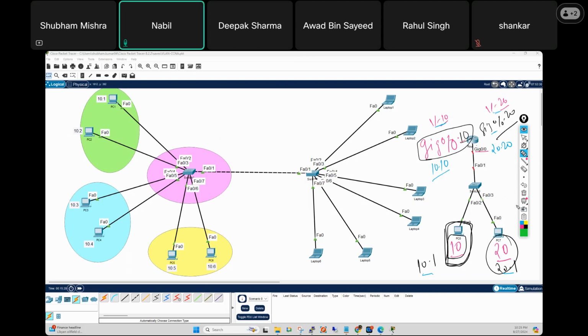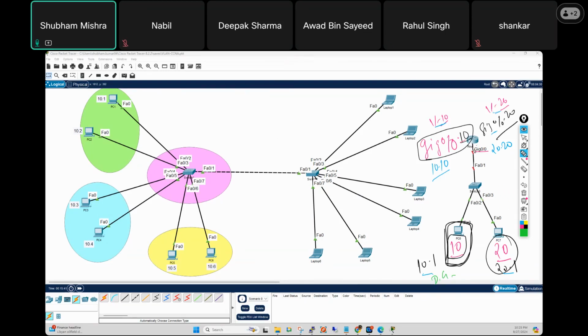Now there is one interview question. Can I ask? Are you guys ready? Okay. The question is, what is the default gateway for PC number 0? 10.10. Are you sure? 10.10.